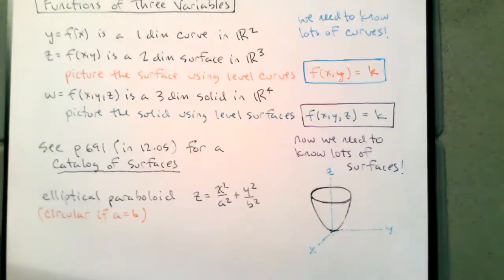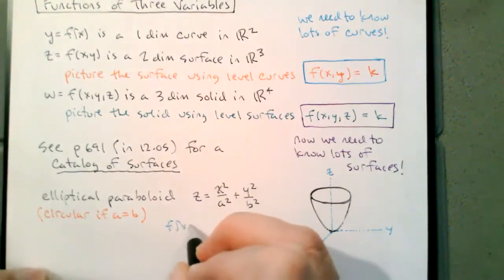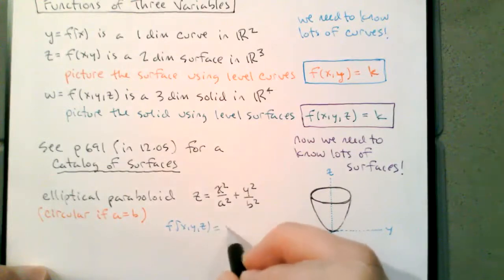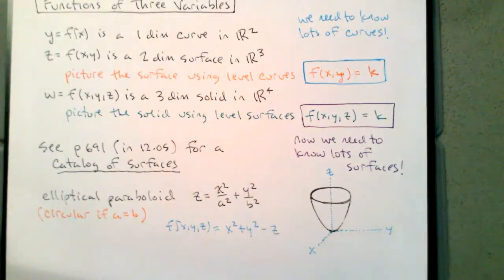So we can imagine this as being part of a function. Let's say f of x, y, and z could be x squared plus y squared minus z. x and y are both squared, z is to the first power, x and y have the same sign, z has the opposite sign. So imagine this is what one slice of a solid looks like. Any questions?